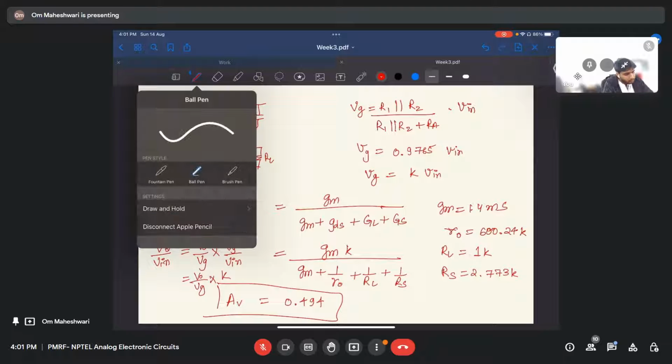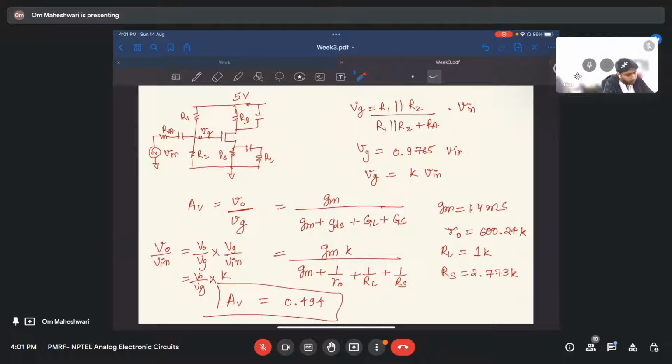So here I've taken a shortcut. I've removed this VG by V in and multiplied K directly to get AV. Is it more clear now? Yes, sir. Okay.